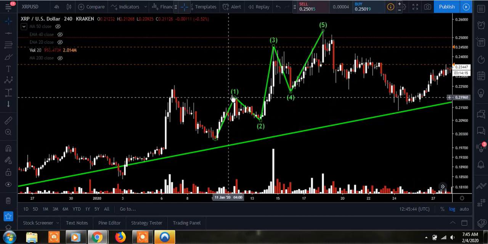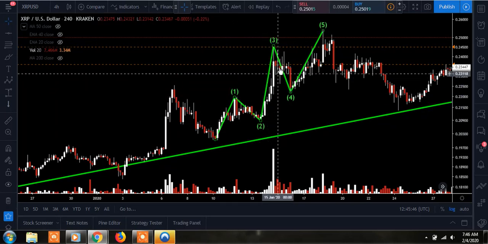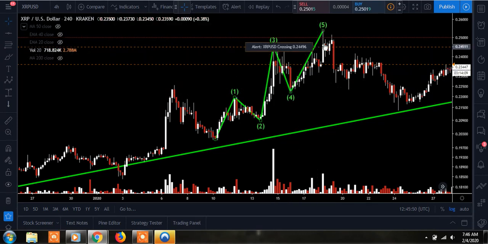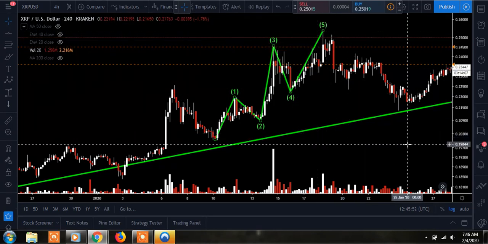So if you can spot these things, here's wave 1. You could be looking for that next wave 3 that came up. Then we have our retracement of wave 4, and then that next push up. And that's what I'm trying to explain to people in the market.